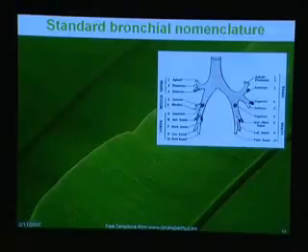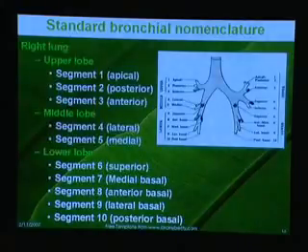Then we have 10 segments in each lung, where the right lung divides into upper lobe, middle lobe, and lower lobe. The bronchus divides into upper lobe bronchus and bronchus intermedius. Then the bronchus intermedius gives rise to the segments of the middle lobe and the segments of the lower lobe. We call the upper lobe apical, posterior, and anterior segments, the middle lobe lateral and medial segments, and then the lower lobe superior. It was recently corrected in the literature as superior because we have apical in the upper lobe, so it's preferable to call it superior, anterior, medial, lateral, and posterior basal.